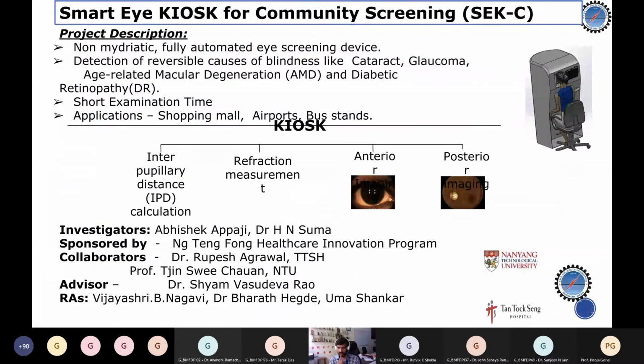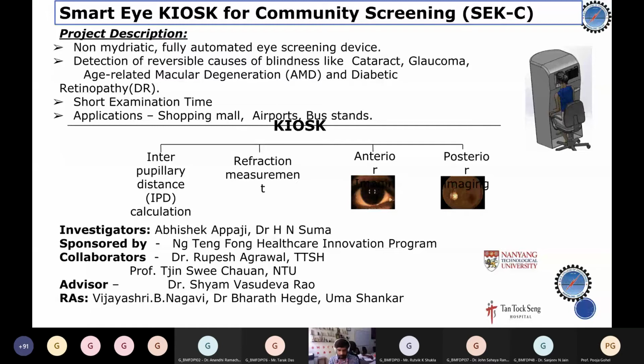This is another project which we concluded a year back, on smart eye cures for community screening. We got some funding from the Singapore government, and it was a tripartite agreement between Tan Tock Seng Hospital, BMSC and Nanyang Technological University. So this one had complete image processing. This is a machine which takes the images of the eye.